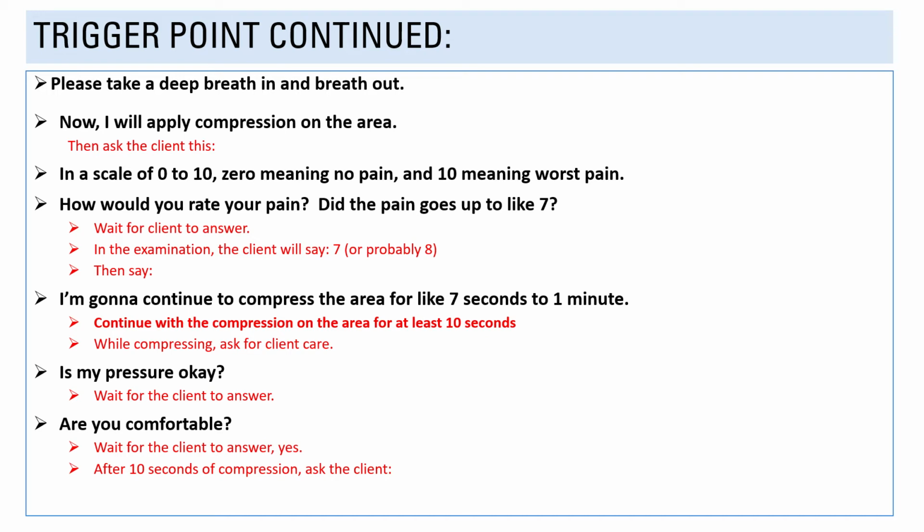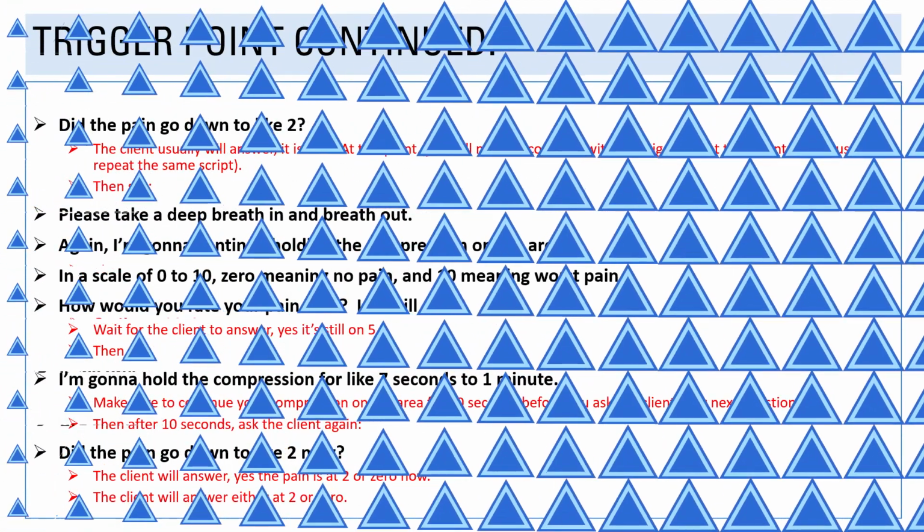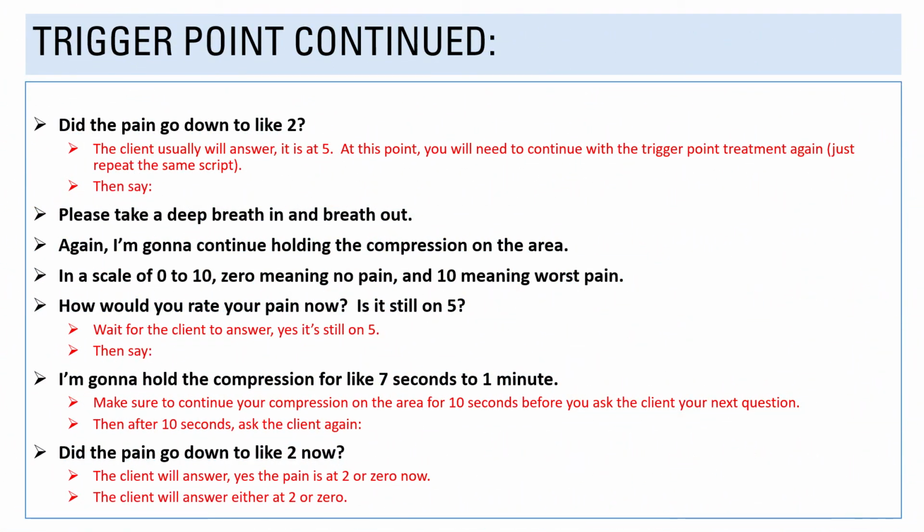After 10 seconds of compression, ask the client, for the continuation of the trigger point release treatment, did the pain go down to like 2? The client usually will answer, it is at 5. At this point, you will need to continue with the trigger point treatment again, just repeat the same script. Then say, please take a deep breath in and breath out. Again, I'm gonna continue holding the compression on the area.